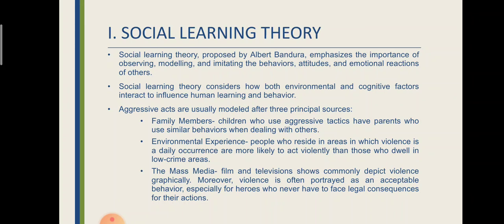Social learning theory considers how both environmental and cognitive factors interact to influence human learning and behavior. Aggressive acts are usually modeled after three principal sources. First, we have the family members. Children who use aggressive tactics have parents who use similar behaviors when dealing with others. Another, we have the environmental experience.